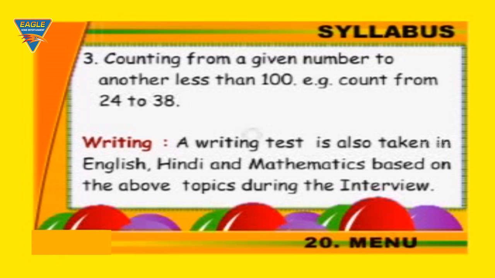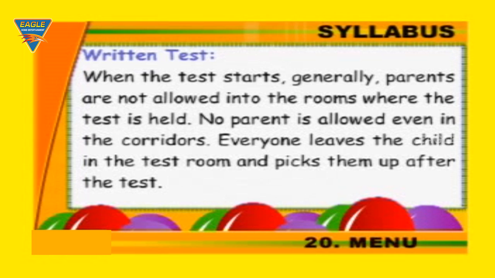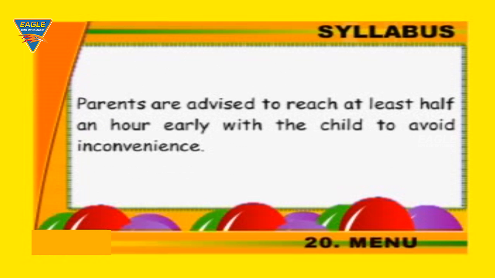Written test. When the test starts, generally, parents are not allowed into the rooms where the test is held. No parent is allowed even in the corridors. Everyone leaves the child in the test room and picks them up after the test. Parents are advised to reach at least half an hour early with the child to avoid inconvenience.